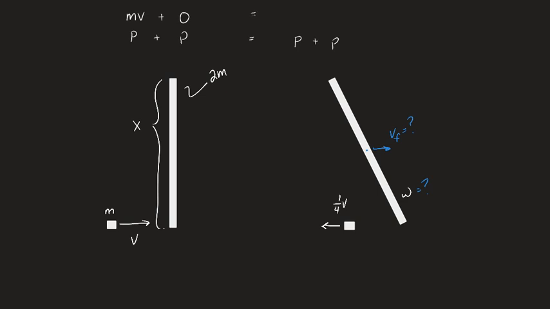After the collision, the box is traveling back along the same line, but in the opposite direction. So M times negative 1/4 V. But the rod itself now has its own velocity, but it has more inertia, so I have to put 2M in for its mass times V final. We're looking for V final. This is super simple. So if you're having difficulty with this, yeah, you're going to have lots of trouble today.